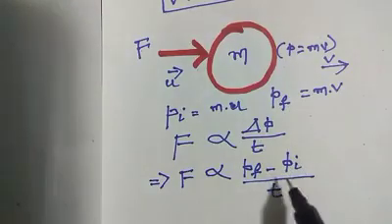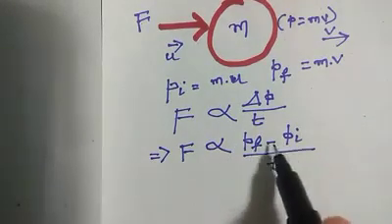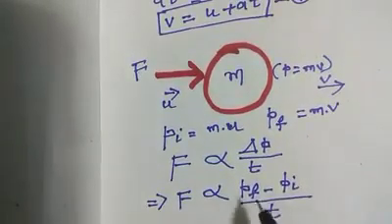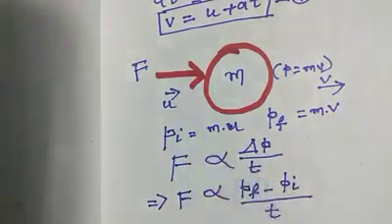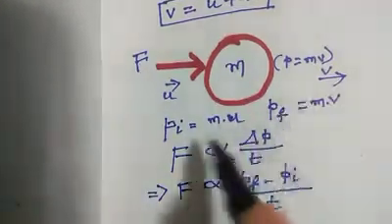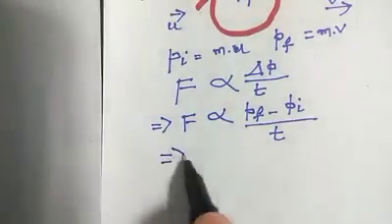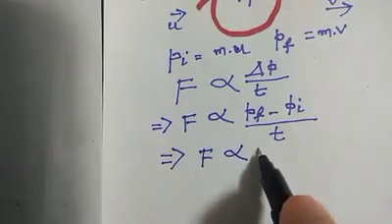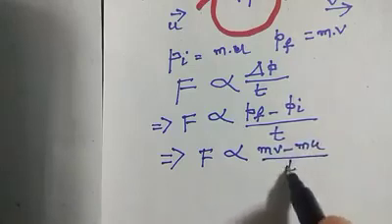We deduct over time. So what we get now is P final minus P initial. P final was mv, right? And P initial was mu. So we will just substitute these two formulas over here. So it implies force is proportional to (mv minus mu) whole divided by t.